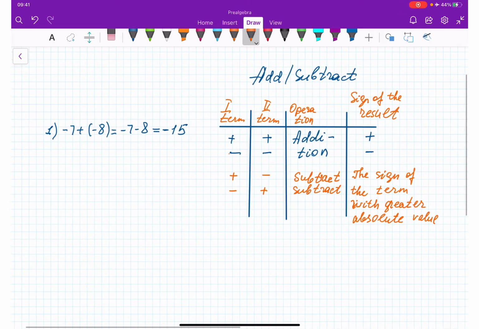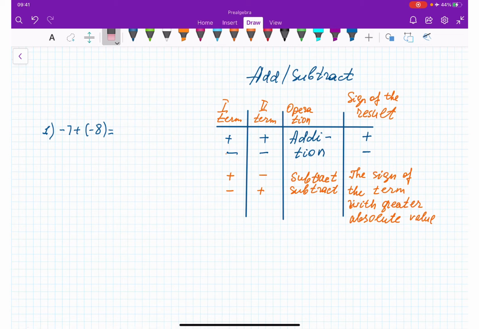Let me clean this off and we start over. Which terms do we have here? We have negative 7 and negative 8. Where do we have negative and negative? Here it is. So what operation do we do? Addition. So if I add negative 7 and negative 8, it's going to be 15. I'm not rushing to put the sign. If both of them are negative, then the sign is also going to be negative, right? So with a clean conscience, I put a negative sign. Okay?